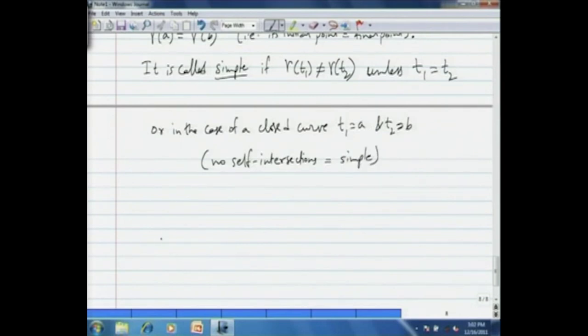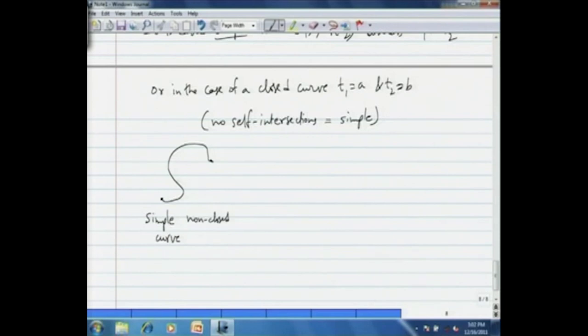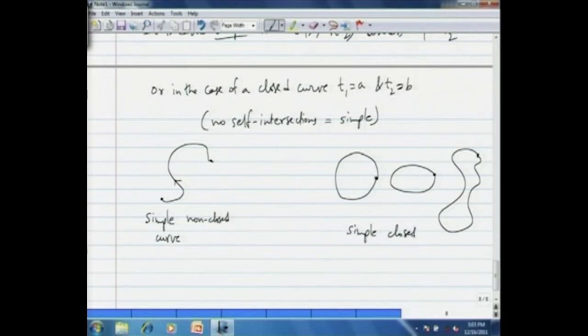So, here is visually a simple non-closed curve. What this really is in the complex plane is the range of a simple non-closed curve, but I am abusing the notation and terminology here, and calling the range itself a curve. So maybe there is a direction. Likewise, if the range is something like this, a circle or an ellipse or some kind of curve like this, where the initial point meets the final point, this is a simple closed curve.